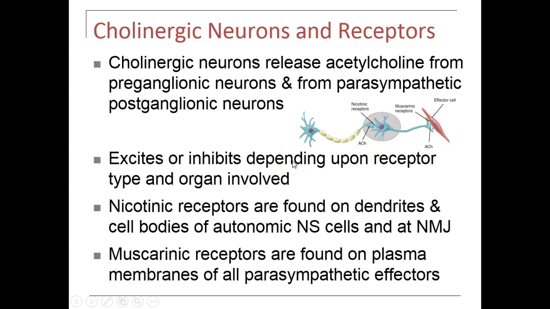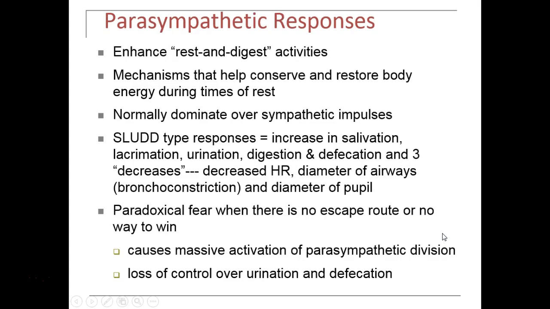The nicotinic receptor is also the type of receptor that's located at the neuromuscular junction. However, this is part of the somatic nervous system, not the autonomic nervous system, but that same type of receptor is excitatory on skeletal muscle, right? So let's go over the parasympathetic responses.